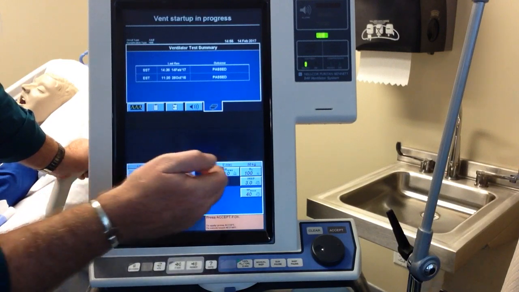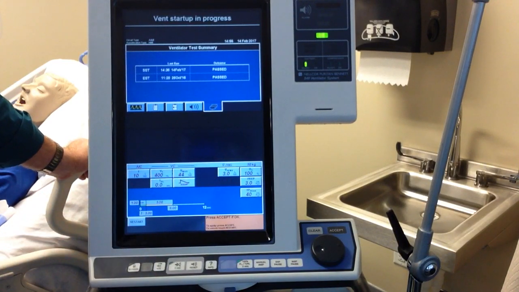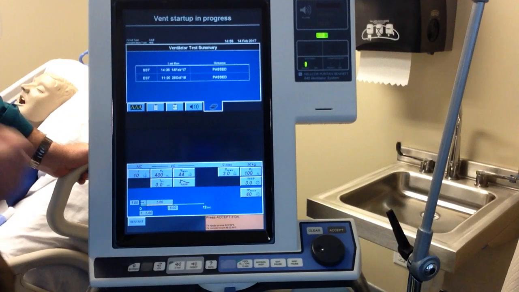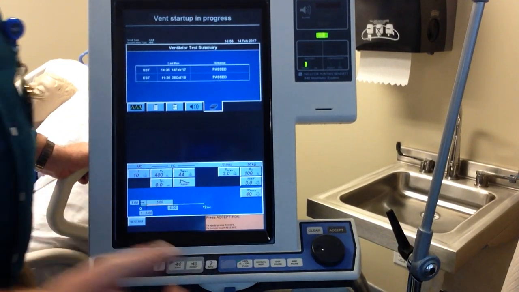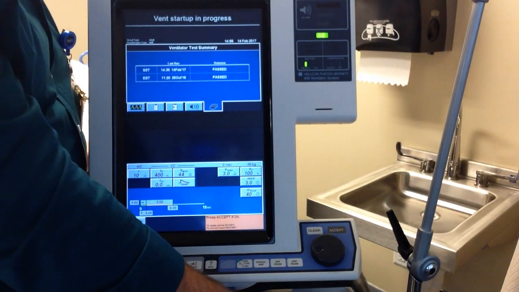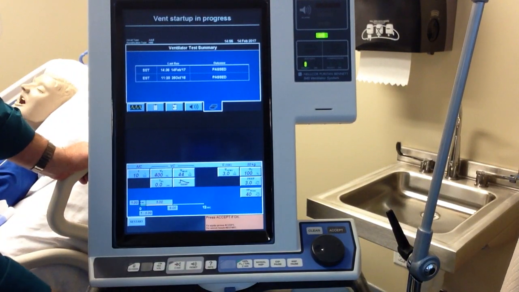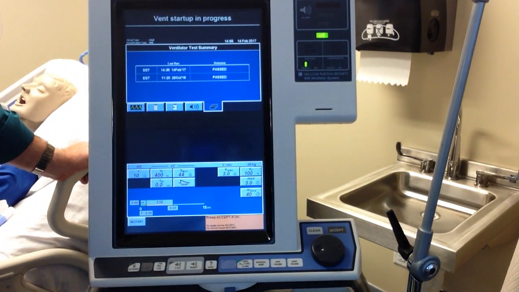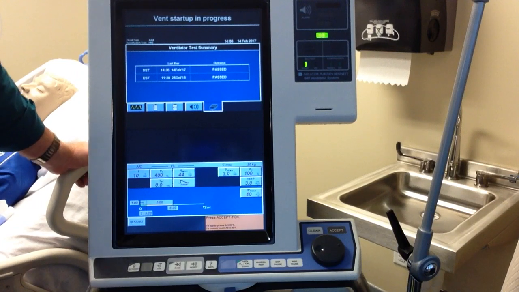Flow sensitivity is at 3 liters per minute. That means when the patient sucks in 3 liters, it gives the breath. So if we have 6 liters a minute going through the circuit, when 3 liters return to the exhalation side, then it'll give a breath.